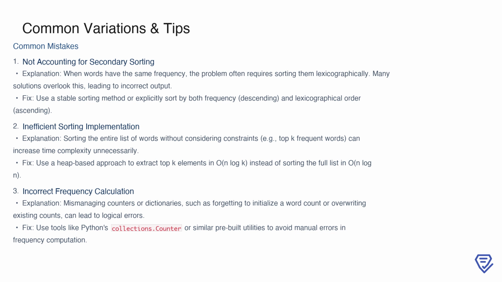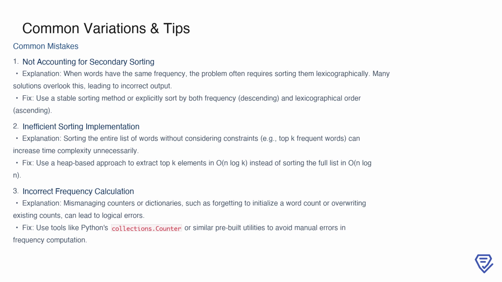Sorting the entire list of words without considering that you only need the top k most frequent words unnecessarily increases the time complexity. Instead, a heap-based approach allows you to extract the top k elements in O(n log k), which is more efficient than sorting the full list in O(n log n).